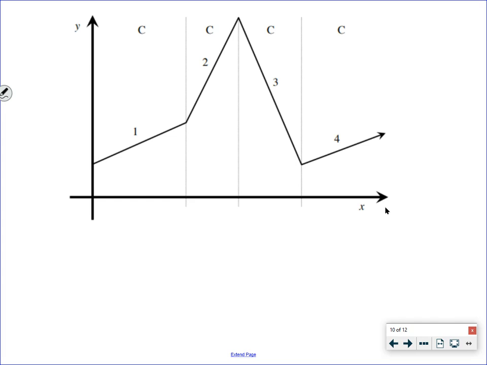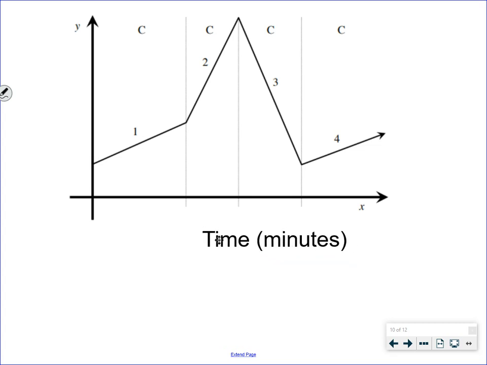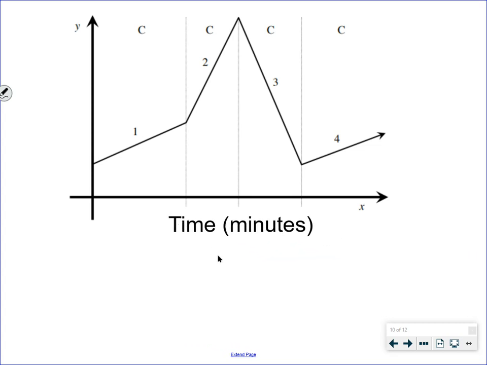Now, I'm going to make it up on my own. And what I'm going to say is down here is time, because time is just a nice way to do it. And it's going to be time in, let's go with hours. Okay, no, let's go with minutes. Okay, minutes. How many minutes? I don't know. It doesn't really matter. This down here, though, is time in minutes. That's just a nice way to keep track of it.